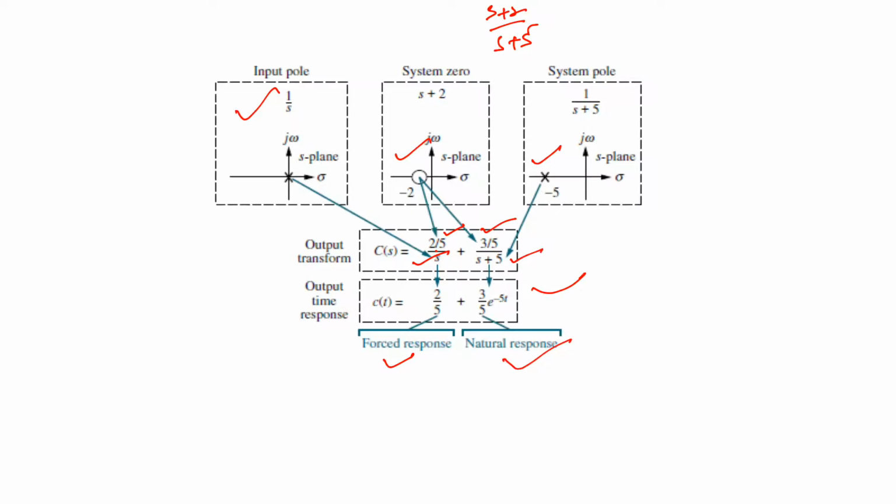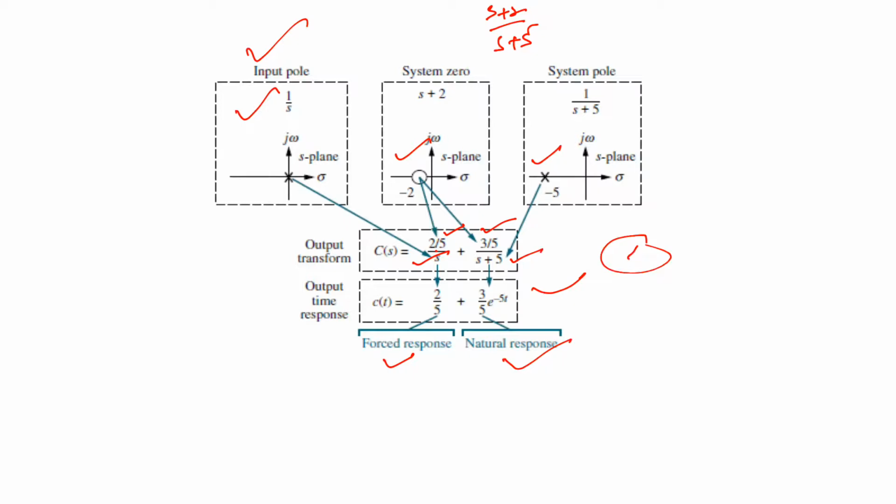Now some observations can be made. The first observation is that the pole of the input function generates the form of the forced response. That is, the input function pole generates the forced response. In this case we have considered a step input.